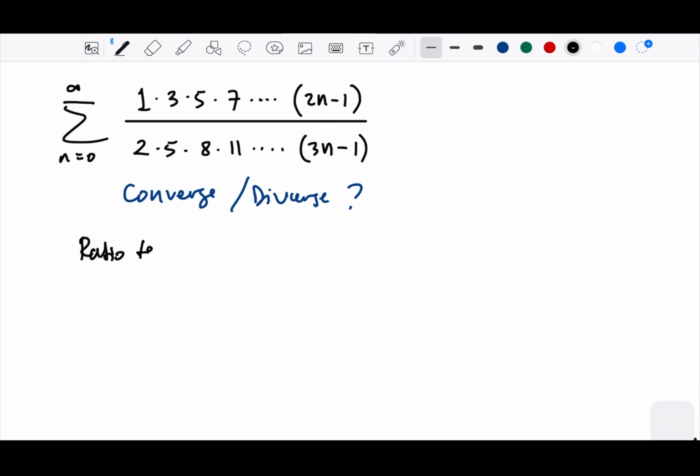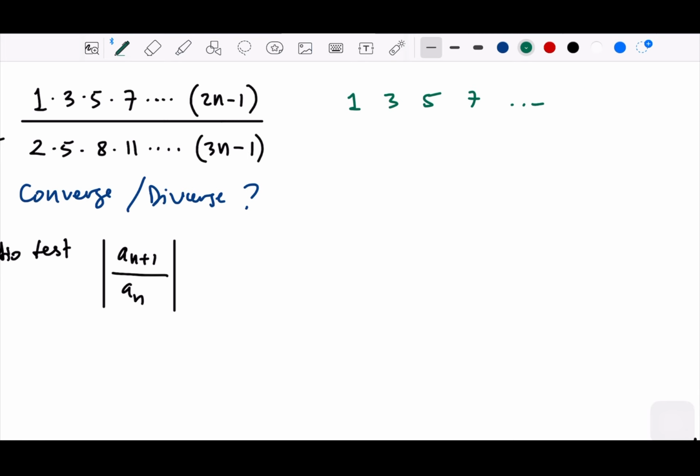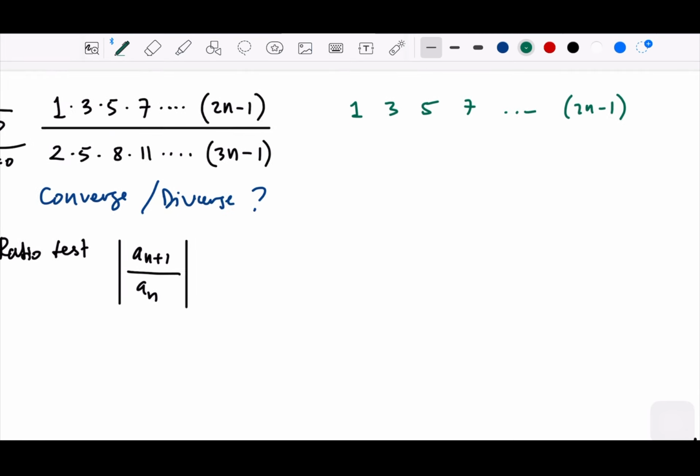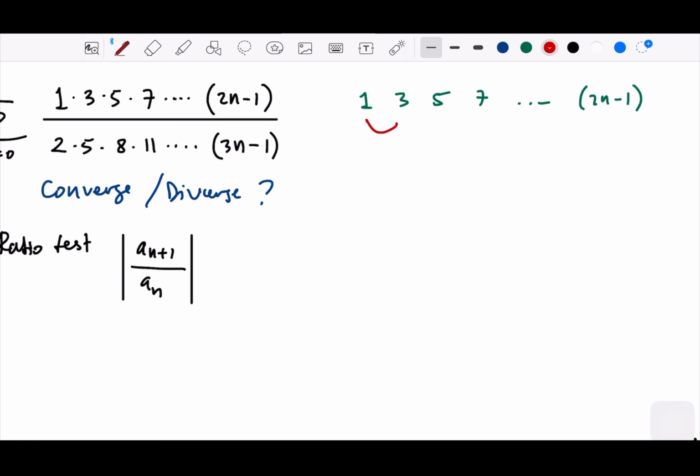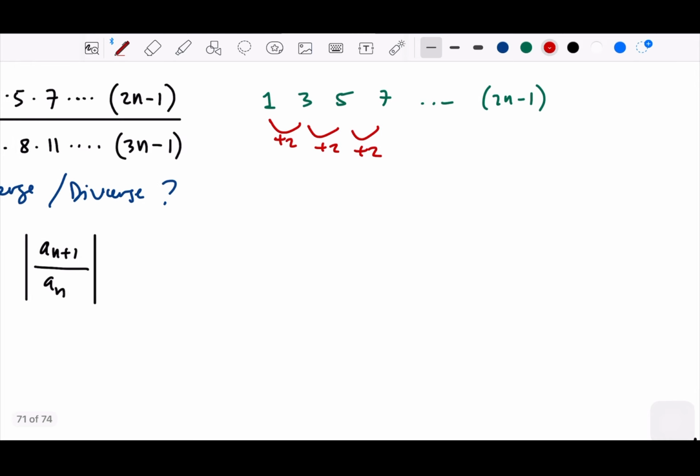Take the ratio test. Okay. Now look at the terms here. So 1, 3, 5, 7, and then until 2n minus 1. Okay. So this will be plus 2, right? Plus 2, plus 2, right? So if you take n plus 1, it needs to be plus 2, right? So 2n plus 2 minus 1, so plus 1, right?